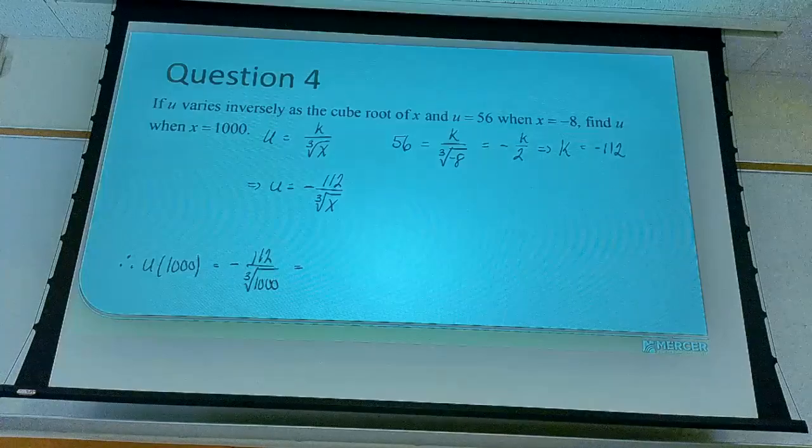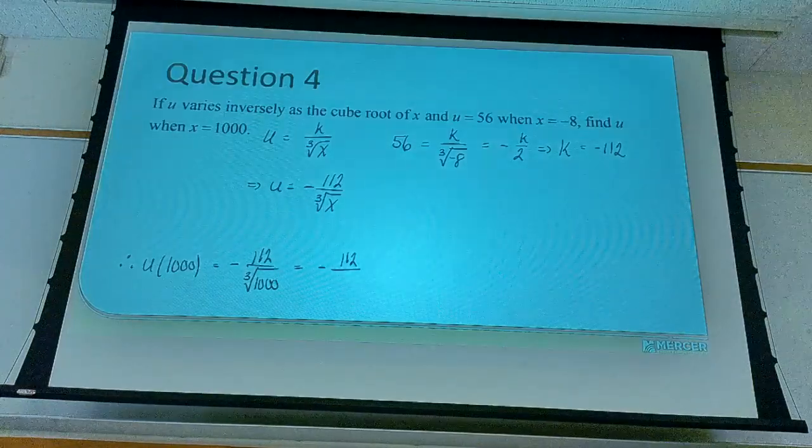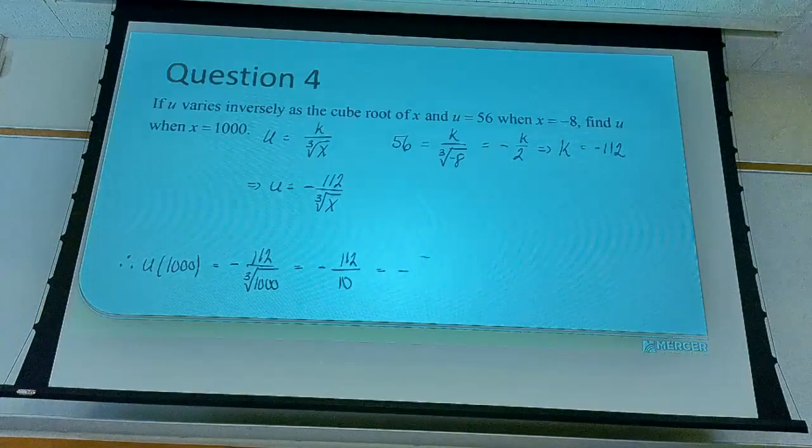And that's when we just stop there. What's cube root of 1,000? Yeah, and you don't need a calculator for that. Powers of 10 you should know, right? -56/5 or -11.2.